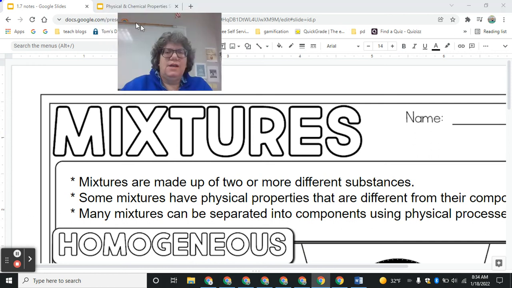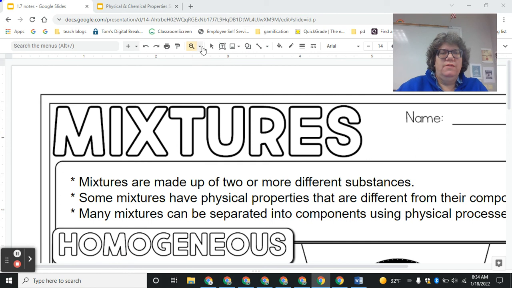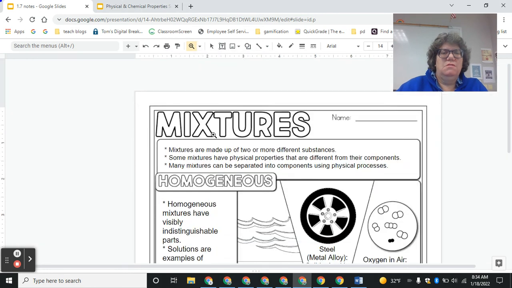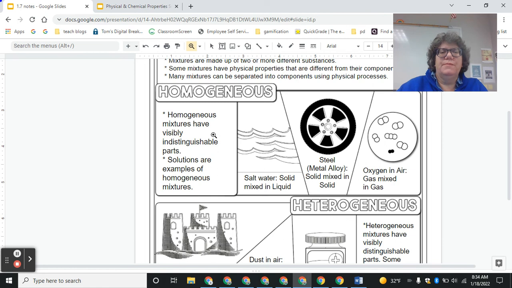There are a couple of types of mixtures. So we're going to talk about homogeneous mixtures and heterogeneous mixtures. Homogeneous mixtures are visibly indistinguishable from each other. So like I said, the salt water. You can't see the difference between the salt and the water. When you look at it, that just looks all like one thing. Salt mixed with water, and that is a solid salt mixed in a liquid, obviously.